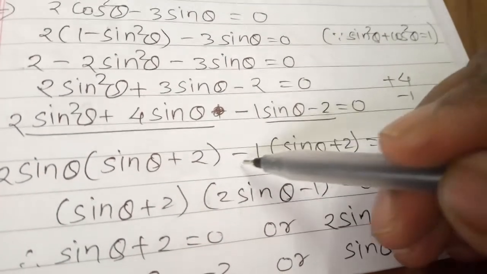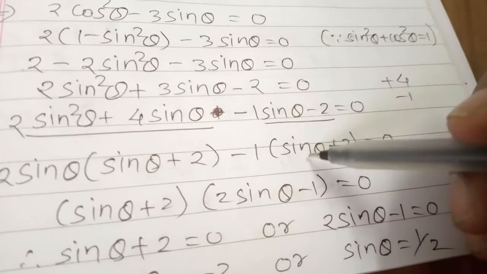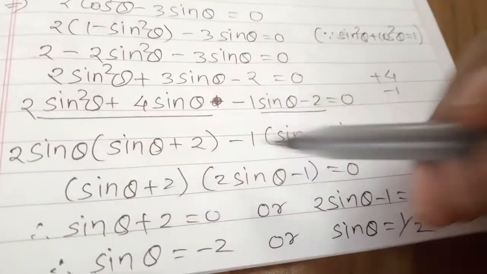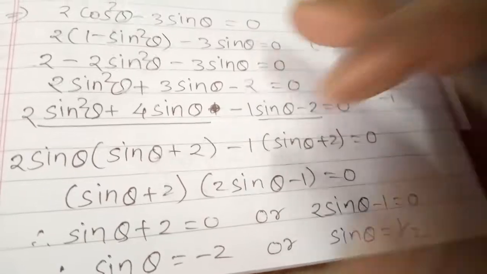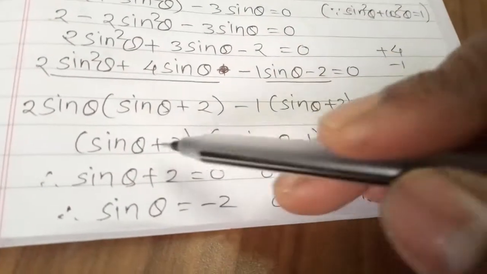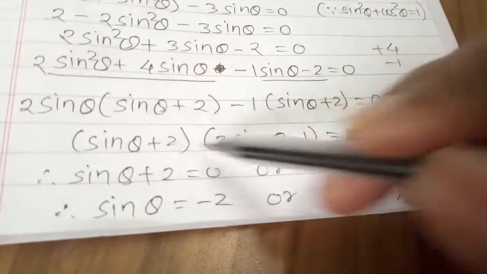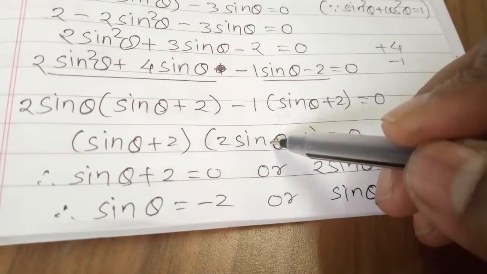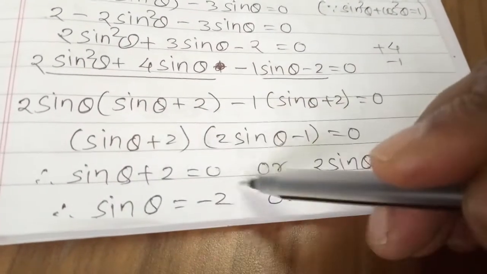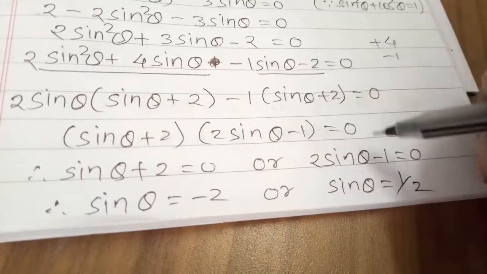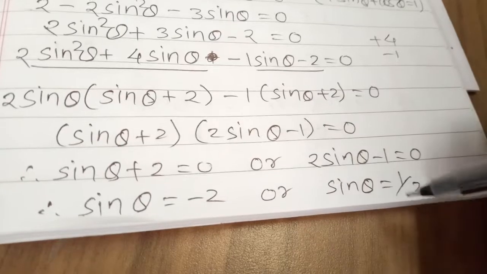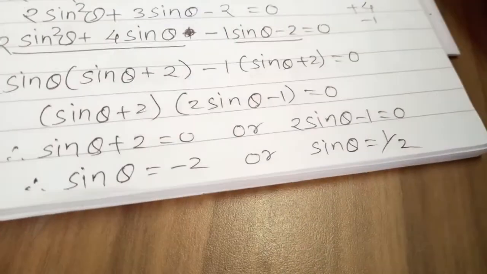यहाँ से हम माइनस साइन कॉमन लेंगे, माइनस 1. सो ब्रैकेट में आएगा sin थीटा प्लस 2. तो sin थीटा प्लस 2 कॉमन होगा, और इन सेकेंड ब्रैकेट वी गेट 2 sin थीटा माइनस 1 इज इक्वल्स टू 0. तो यहाँ पे दो ब्रैकेट का प्रोडक्ट जो है वो 0 है, मतलब आइदर फर्स्ट ब्रैकेट इज 0 और सेकेंड ब्रैकेट इज 0. सो sin थीटा प्लस 2 इज इक्वल्स टू 0, और 2 sin थीटा माइनस 1 इज इक्वल्स टू 0. So sin theta is equals to minus 2, or sin theta is equals to half. So these are the values of sin theta.